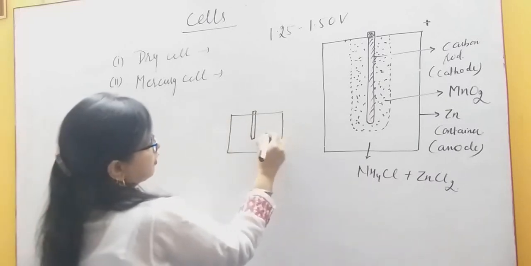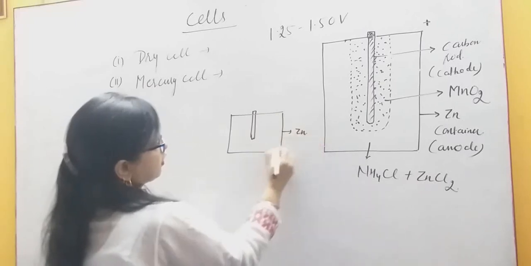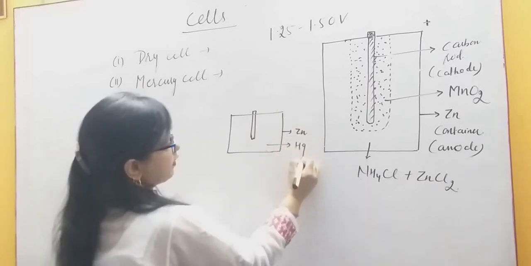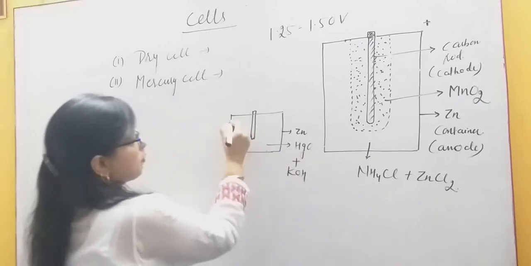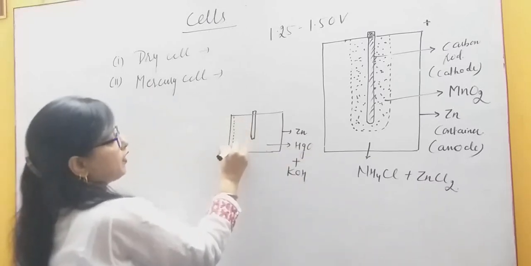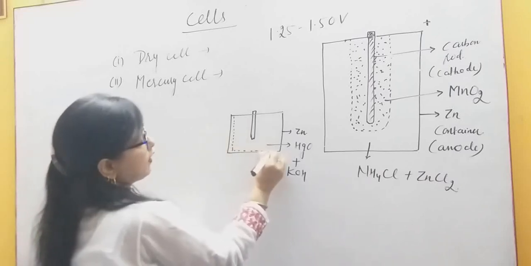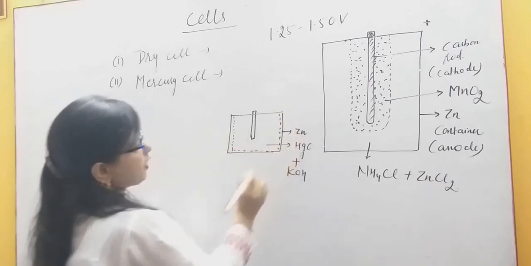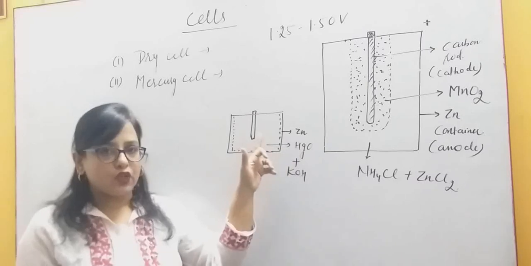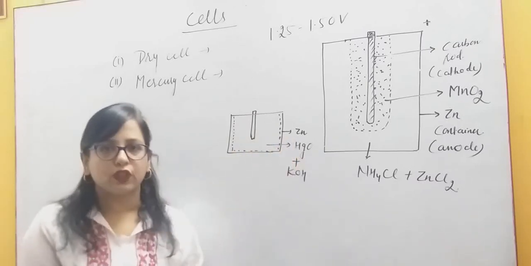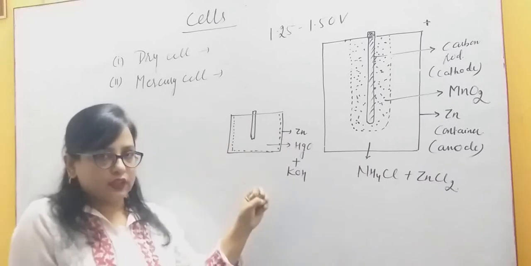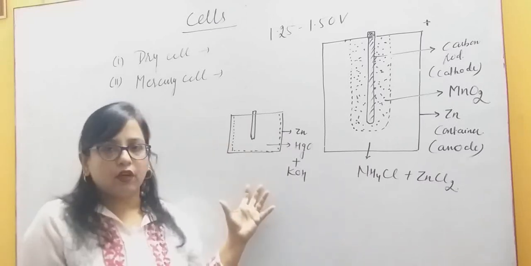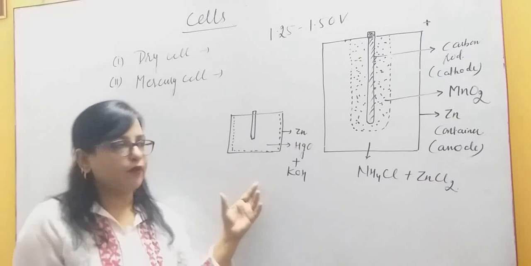and its electrolyte is HgO, mercuric oxide, with KOH, but there is a porous membrane between the electrolyte mercuric oxide and the zinc container. That's why mercuric oxide cannot touch the zinc container. That's why no process of corrosion occurs. So corrosion cannot occur in this cell. Plus this cell has a constant potential of 1.35 volt.